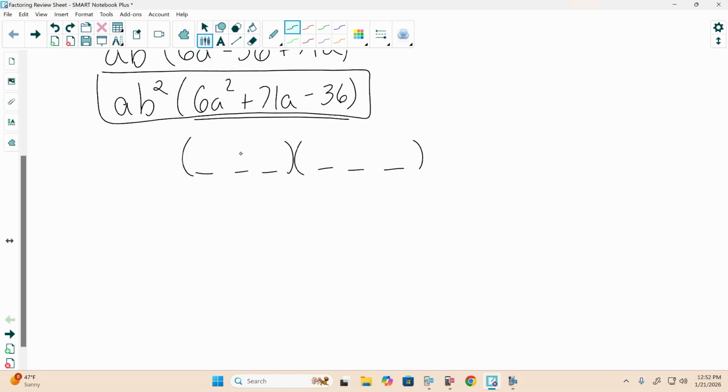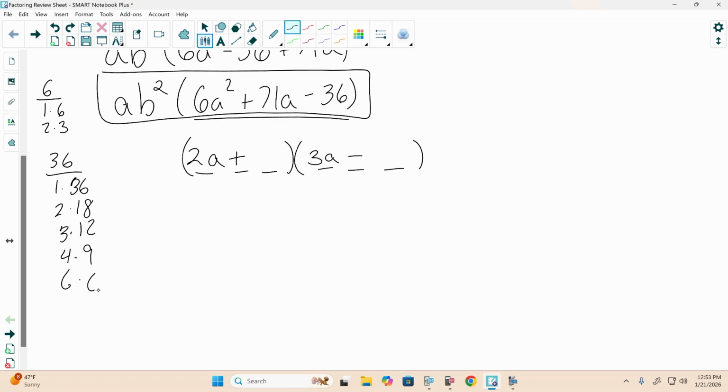our 2 sets of parentheses with 3 spaces, our opposite signs, a and a, 2 and 3, for 6, 36, 1 and 36, 2 and 18, 3 and 12, 4 and 9, 6 and 6, but none of these are going to work. And we could go through the whole list, and they're not going to factor.